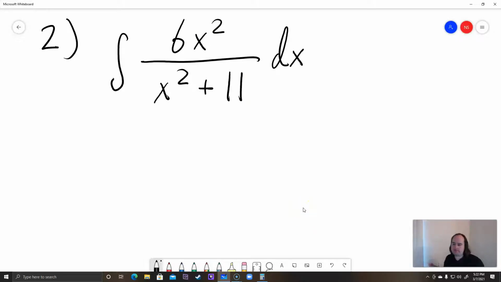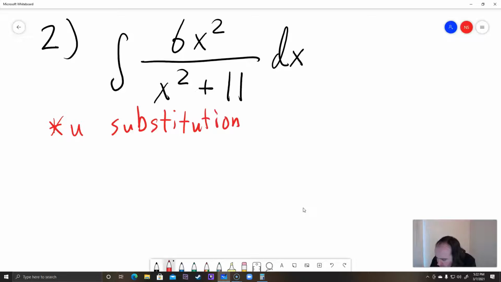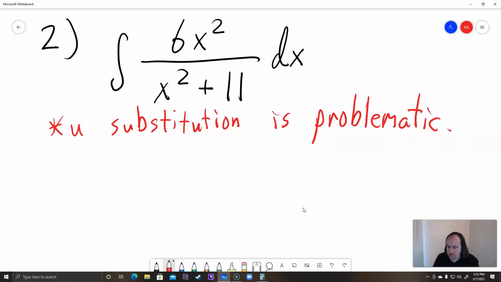If you don't believe me, let me show you really quick. So, U substitution is problematic here. Problematic means it's not really going to work out. So for this problem, you know, if you follow my standard approach, you let U be the inside of the composite function, so U is going to be x squared plus 11.